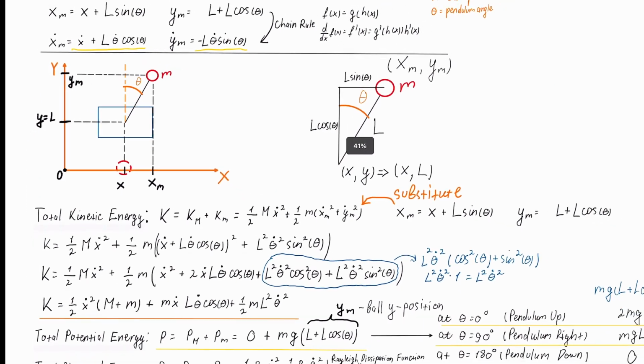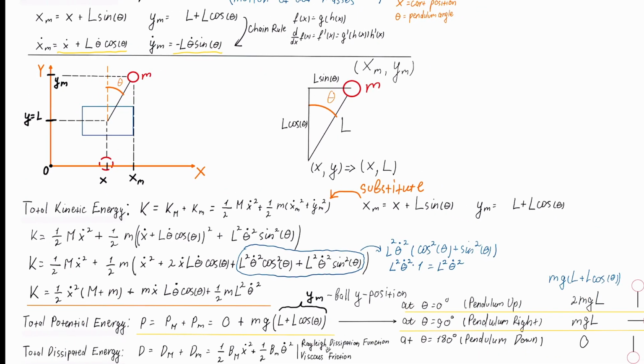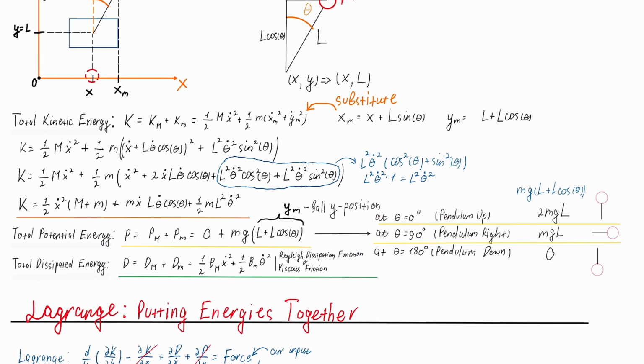Next, we're going to find the energies. Total kinetic energy is a sum of the cart and ball kinetic energies, which equals 1/2 times cart mass M times x dot squared plus 1/2 m times the sum of the ball velocities in x and y directions.